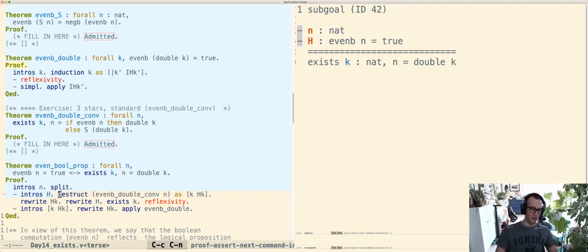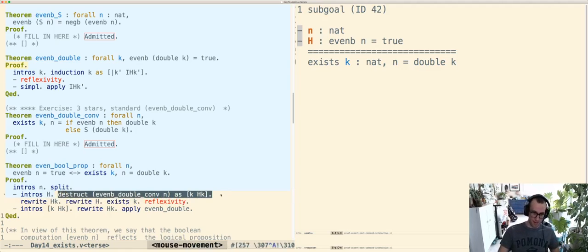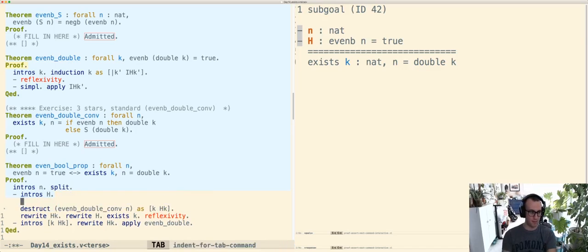Okay, now we have a sort of a powerful tactic here. So what's going on here? It's a destruct of a compound expression. The compound expression is the application of a lemma. Right, now let's look. even_b_double_conv. What type does that have?